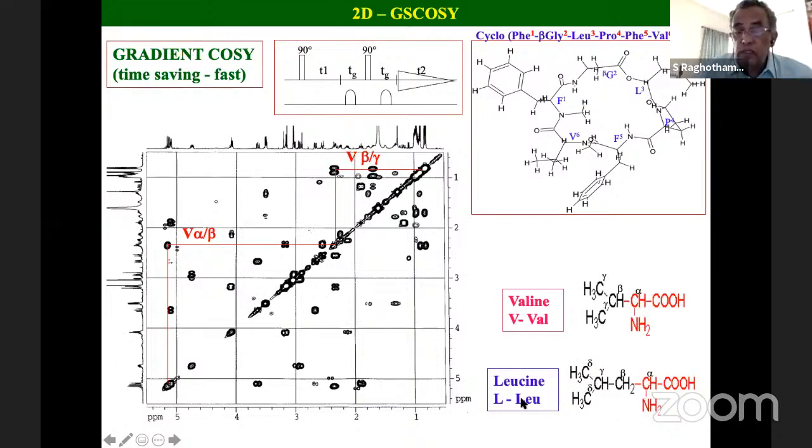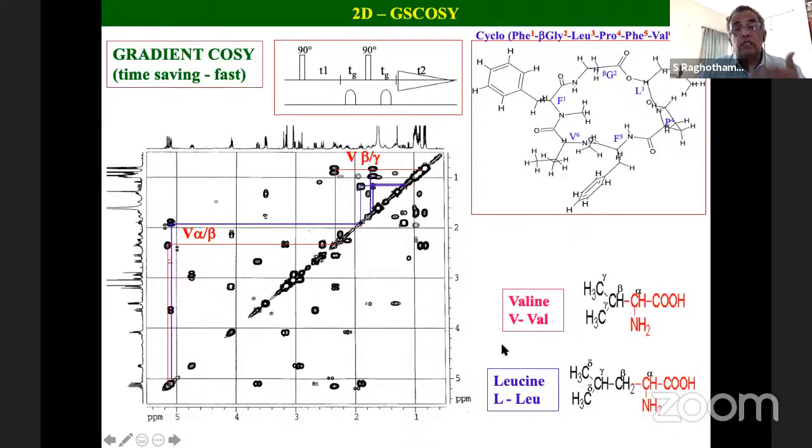Likewise, if you go to the leucine, there is one more step: alpha to beta, beta to gamma, gamma to delta. So let us try to trace it. Again, these are specific chemical shift positions. Now that is the alpha beta connection of the leucine, and that is the alpha connected to the beta. Now the beta is inequivalent, so this beta is not one peak, there are 2 peaks. So this beta is connected, and now that beta is connected to the gamma, which is connected to the methyls.